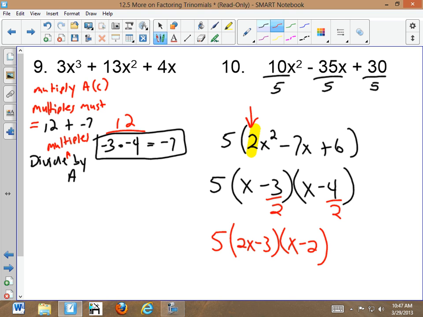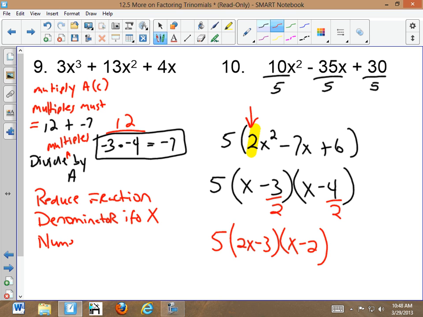There's my answer. Because my final step is reduce the fraction: denominator in front of x, numerator behind your plus or your minus sign.